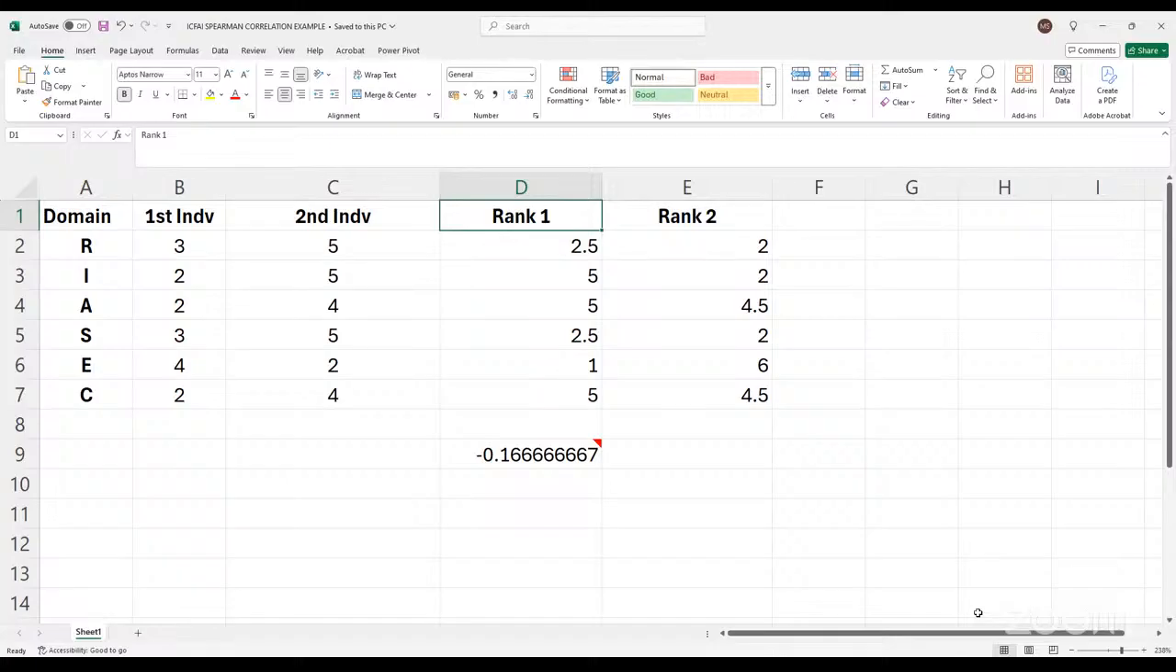So this is the first individual's score: 3, 2, 2, 3, 4, 2. So how many tied scores are there? Can anybody tell? How many same numbers? Same score? For the first individual, the same score, you will get 2 three times, and 3 two times. So what is the high score? High score is 4.